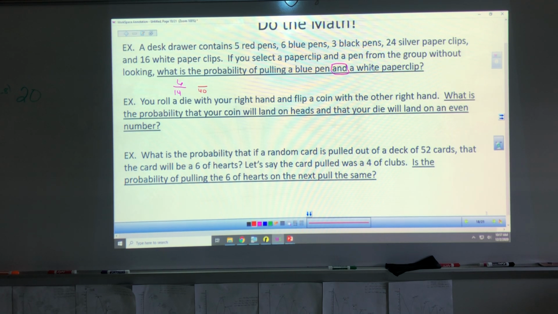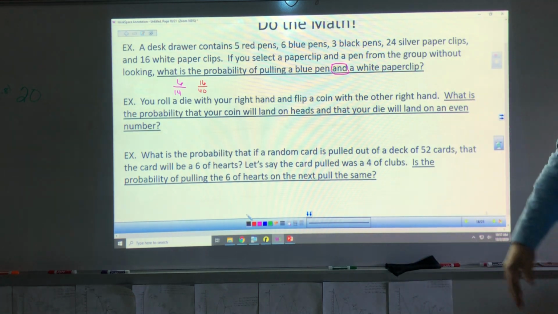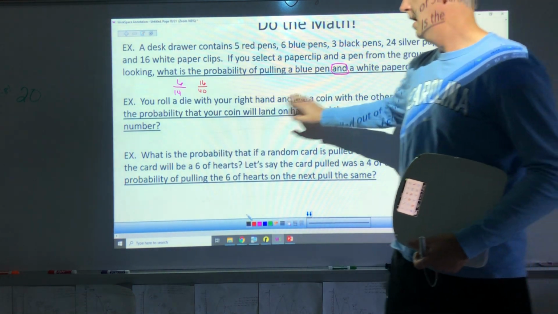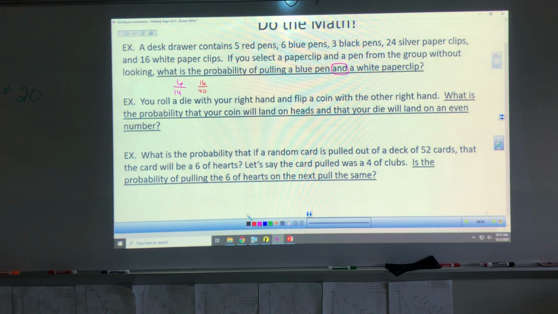How many of them are white paper clips? Well, we have 16 of them. Okay? So the $1 million question is, what do we do with these two fractions, right? We know how to do the probabilities of each individual one, but we've never been taught what to do when we're trying to do two things at once, right?